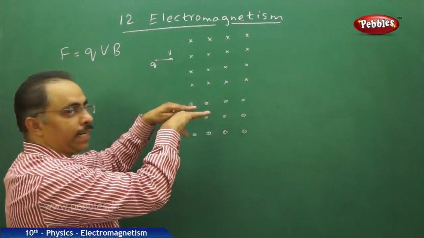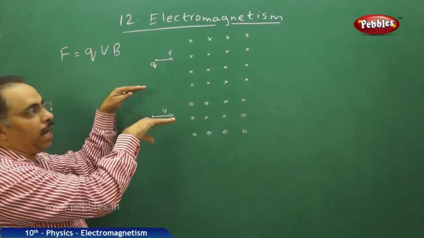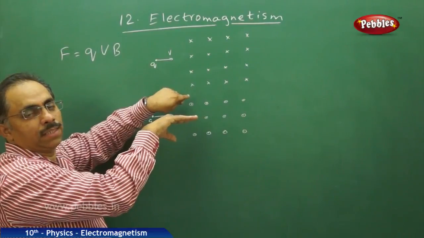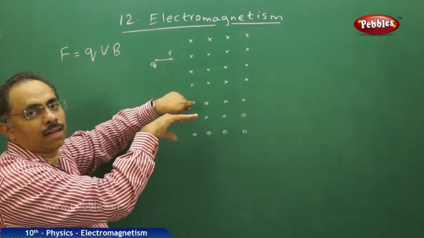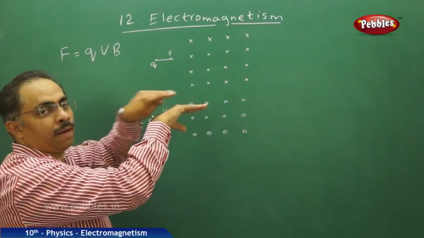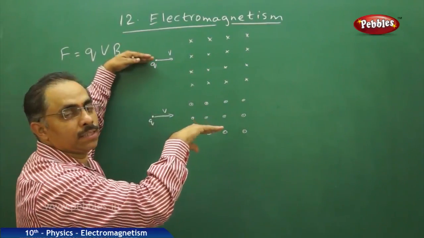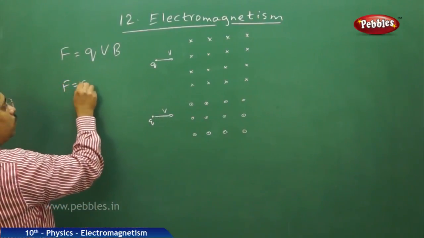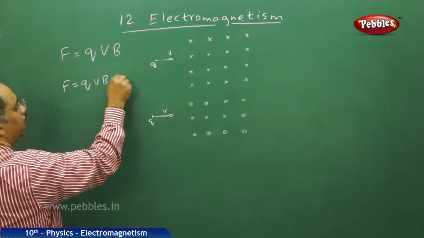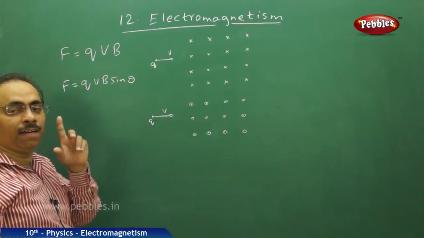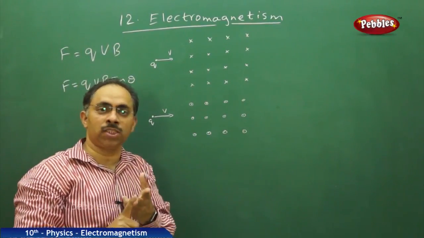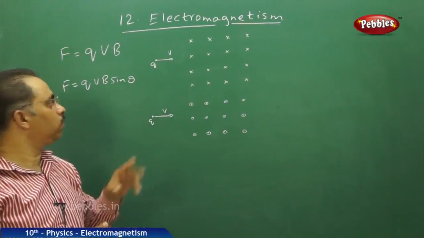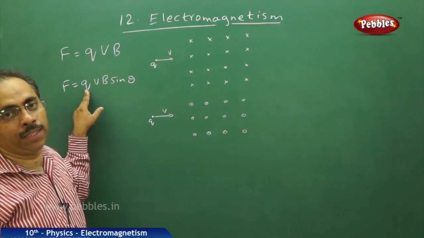Then in that case, what should I consider? I should consider the component of the magnetic field perpendicular to the velocity, that will become B sin theta. So whatever the component of the magnetic field perpendicular to this V, we'll consider that. Then the magnitude of the force will become QVB sin theta. Here theta is the angle between the direction of the velocity of the charged particle and the direction of the magnetic field. So we don't have anything to do with Q over here.